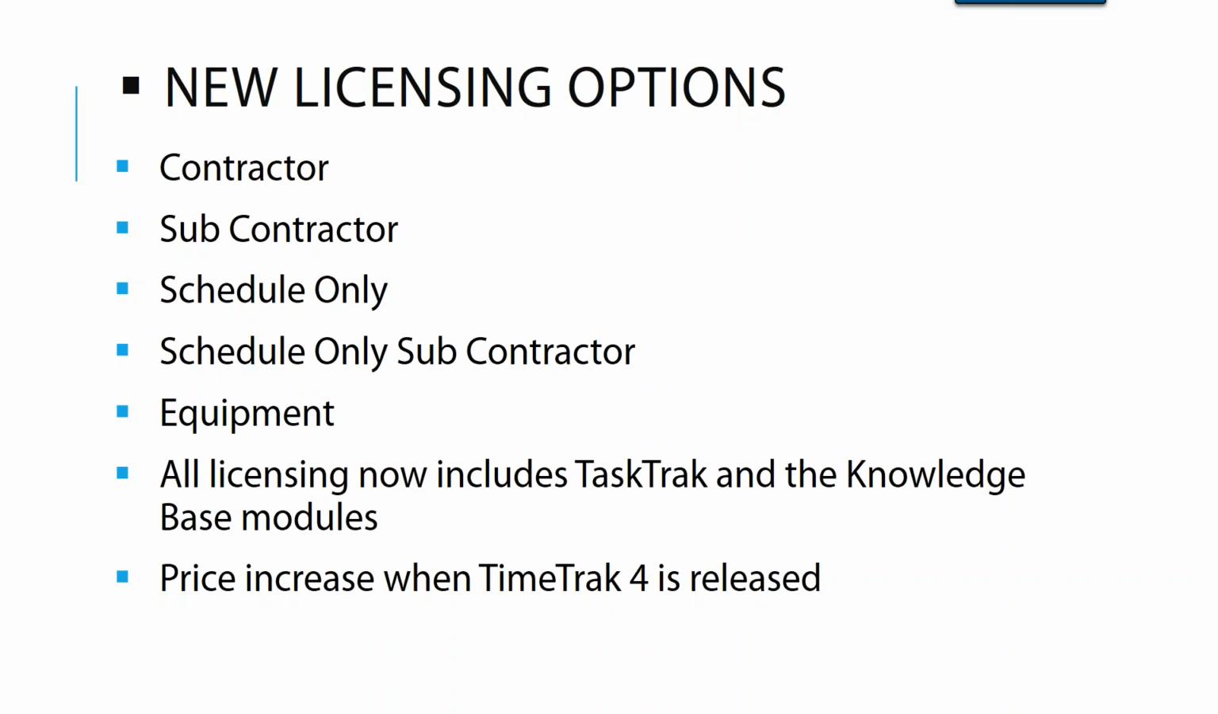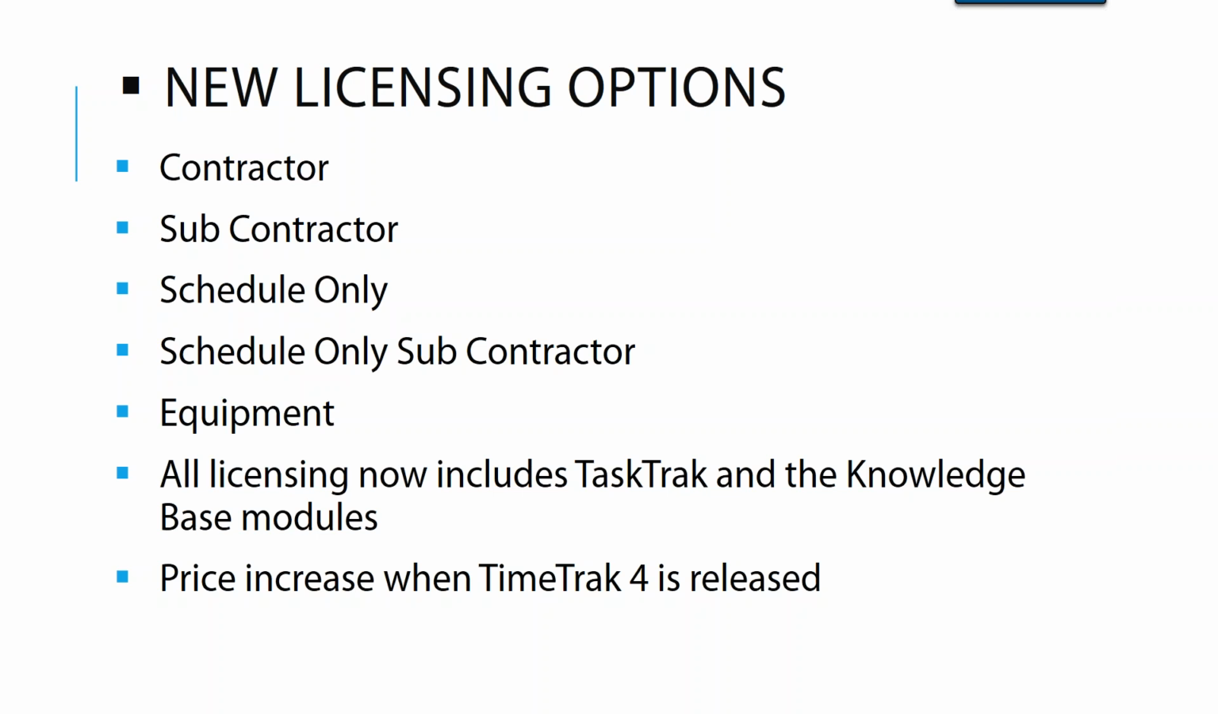Okay, our new licensing options. So from the 1st of January, we are changing the way we're licensing TimeTrak, and with TimeTrak 4, we're including some things in licensing. Some of the new things that we have are a contractor license, a subcontractor license, a schedule-only license, a schedule-only subcontractor, an equipment license. All TimeTrak 4 licensing now includes TaskTrak and the knowledge base module, so they're not separately billed out anymore.